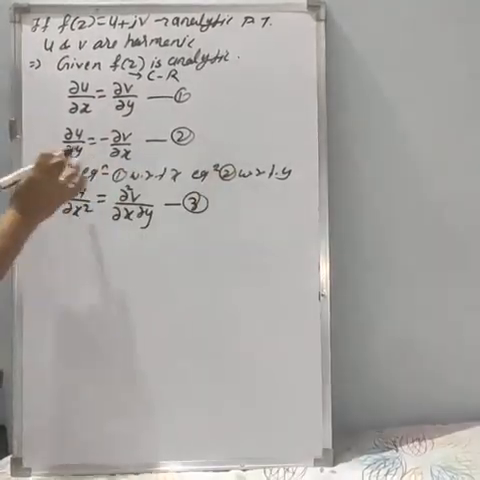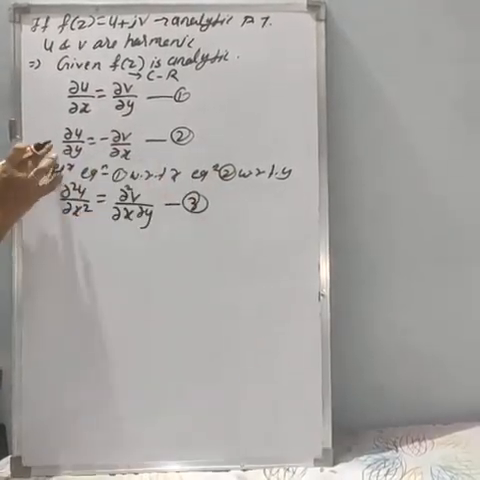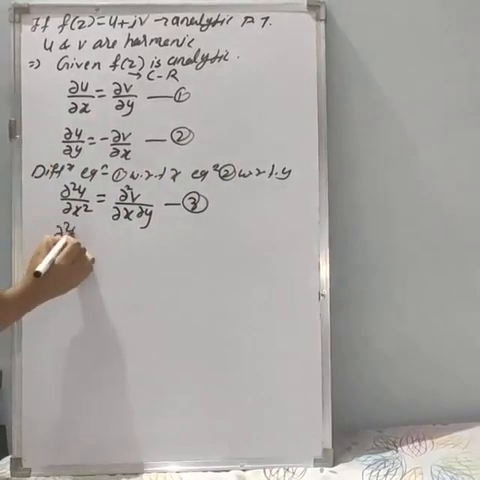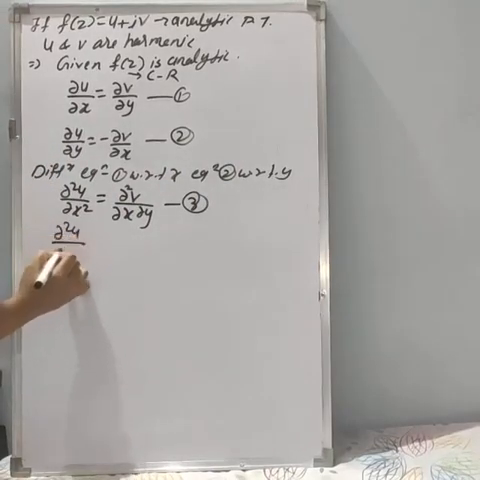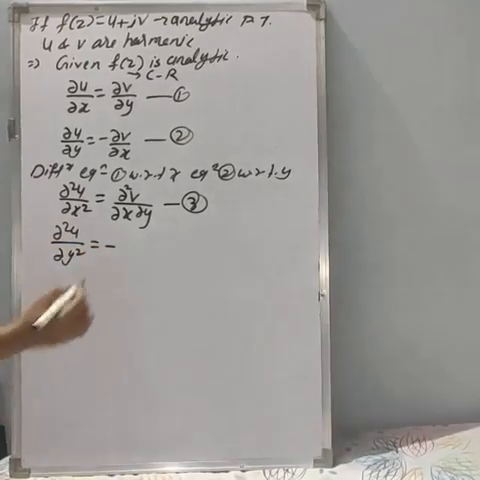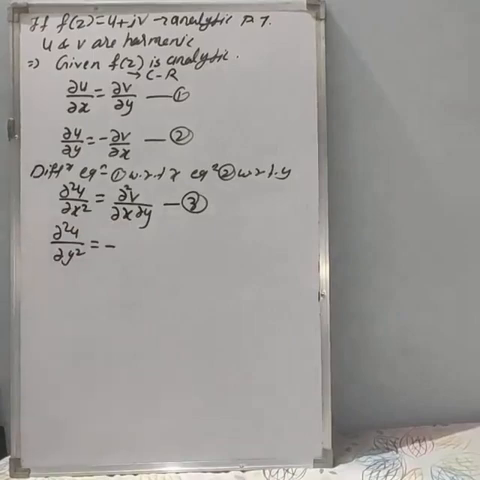And now we have to differentiate equation 2 with respect to y. So what will we get here? Dou square u divided by dou y square is equal to minus, again, here we are differentiating with respect to y now.